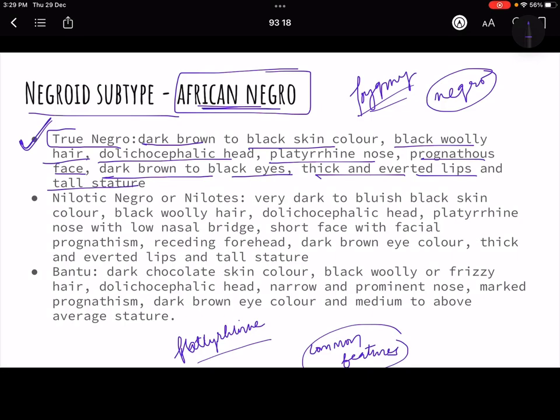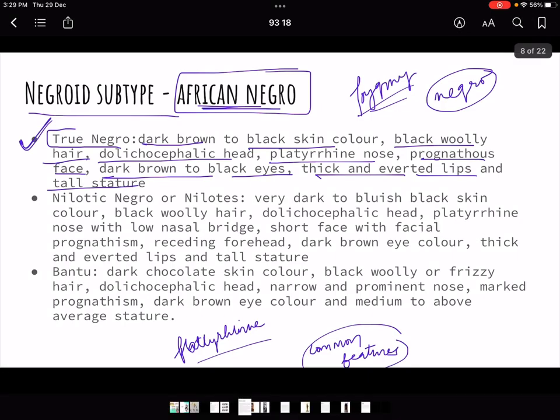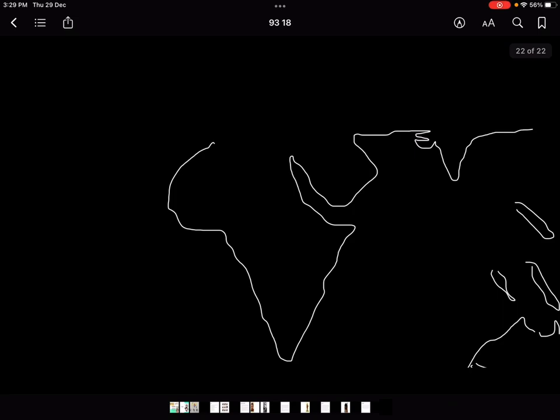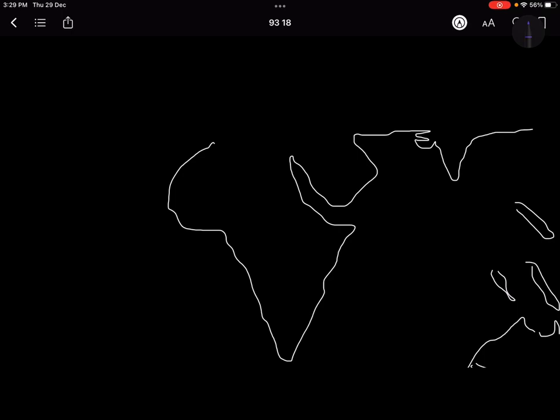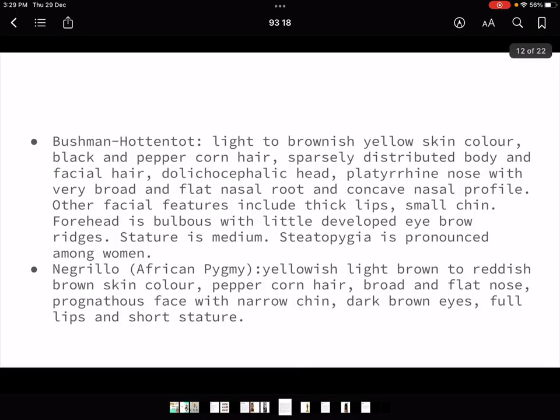ठीक है, so let's mark the true Negroes on the map. So I would say if this is the total African population, you can just say this is where you will find the true Negroes. Okay, so I'll just write here 1. So 1 means the true Negro. ठीक है, okay. Let's go back.